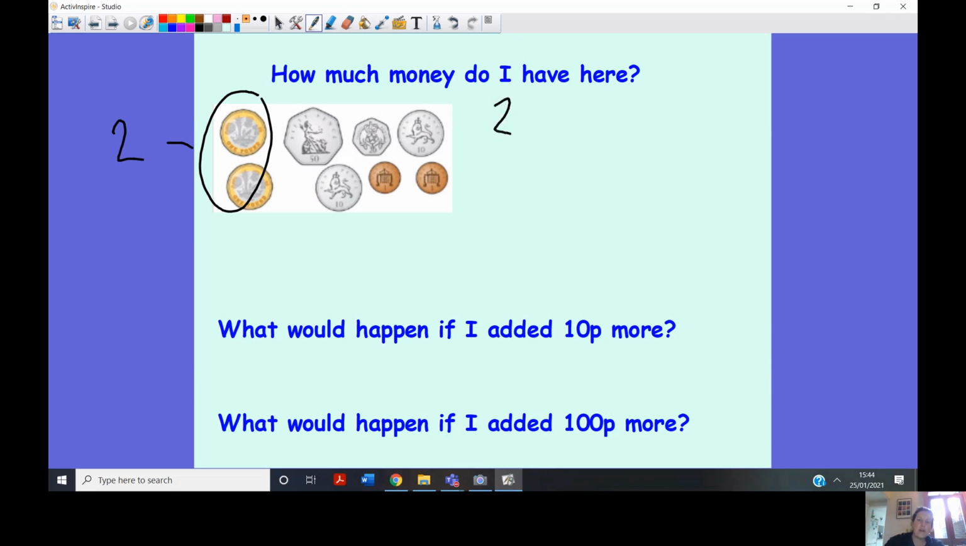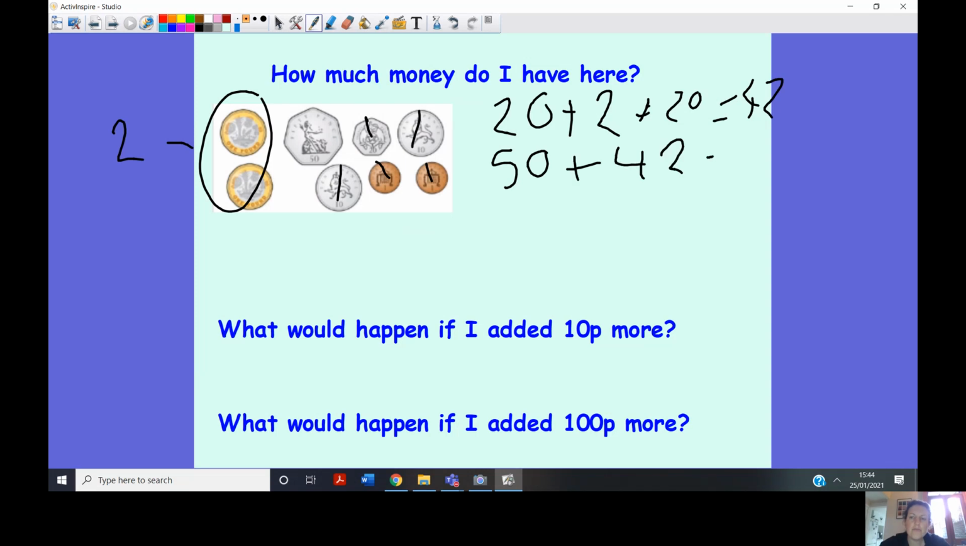10 add 10 is equal to 20. So I'm just going to cross those off because I've included them. 1 add 1 is equal to 2. 20 add 2 is equal to 22. Let's add another 20. That is 42. 42 add 50 is 92. So again, it's these number bonds that we need to be able to do, these sums we need to be able to do quickly. So altogether, I have here 2 pounds and 92 pence.